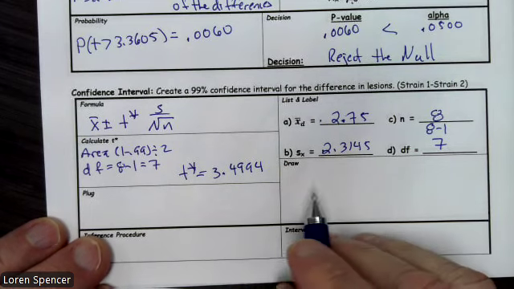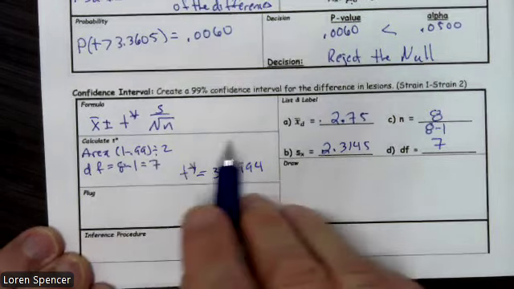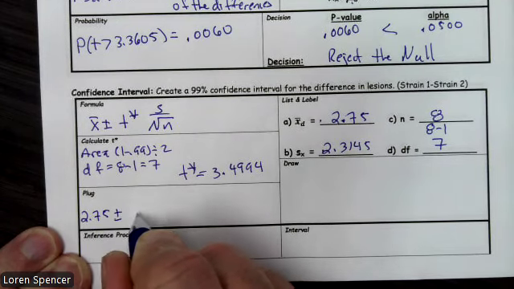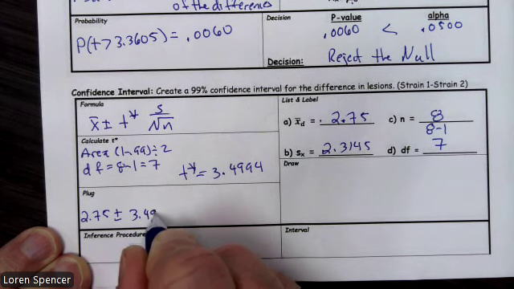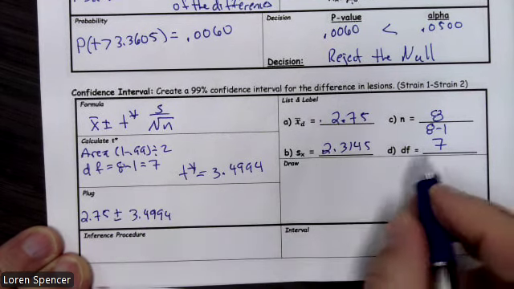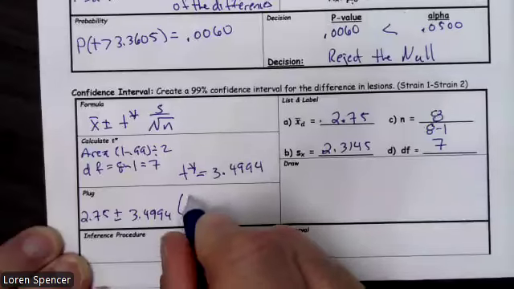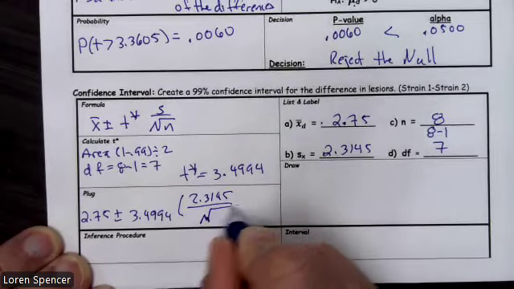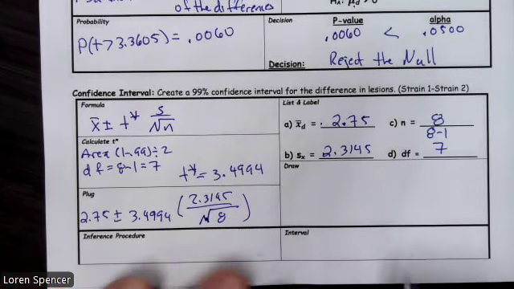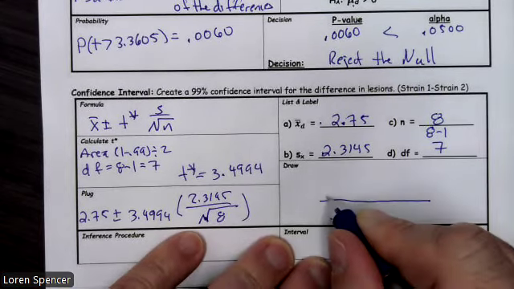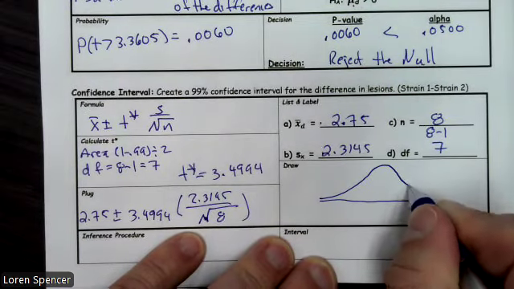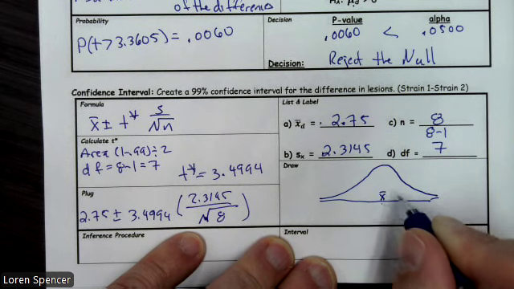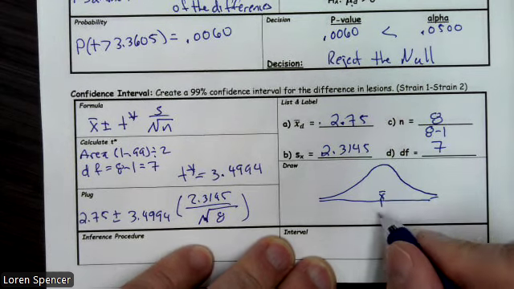All right? Plugging in 2.75 plus or minus 3.4994 times 2.3145 divided by the square root of 8. I'm drawing. Please remember, we put the sample mean here because we're trying to estimate the population mean. So 2.75.